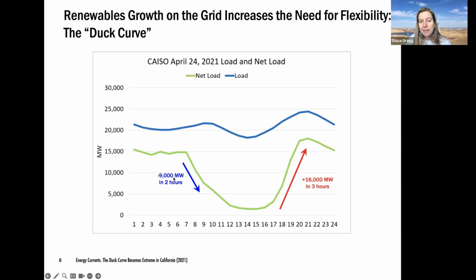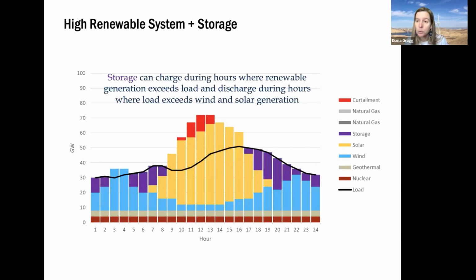And these ramping needs on the grid are challenging, as is what we call the belly of the duck, because this belly can get so low, it can start to put pressure on those base loads like nuclear and geothermal and things like that that don't flex very easily. And so this is the new challenge. So one thing we can do is add storage.